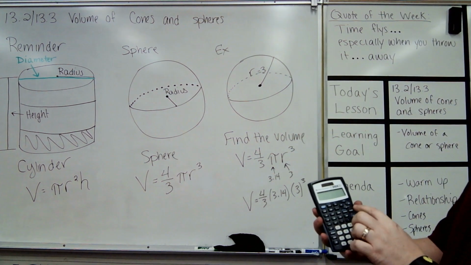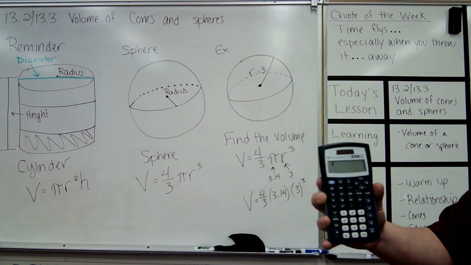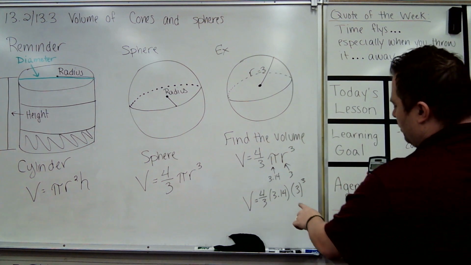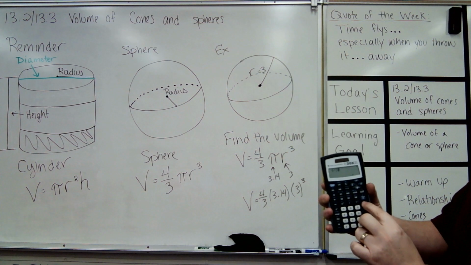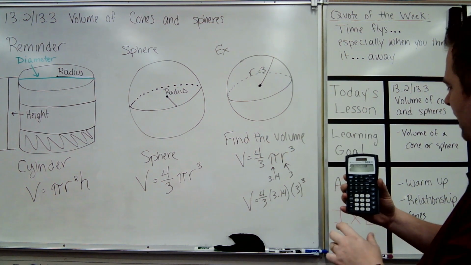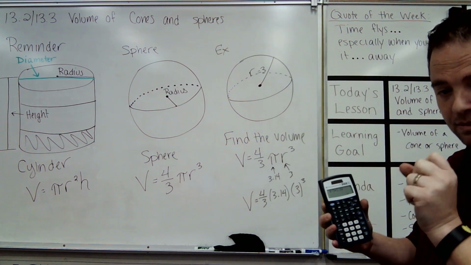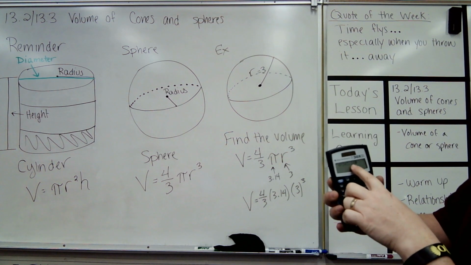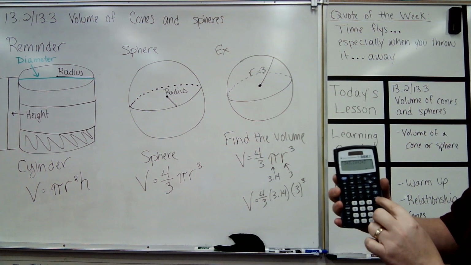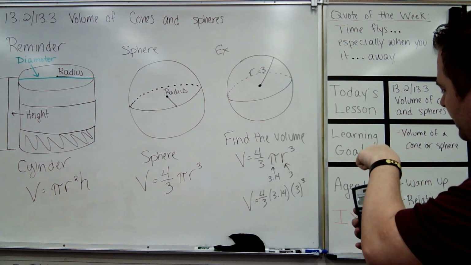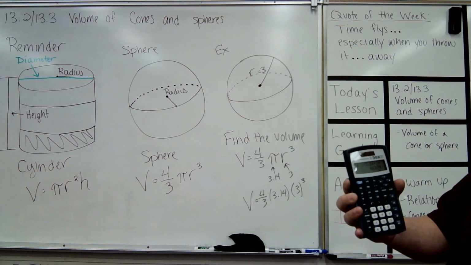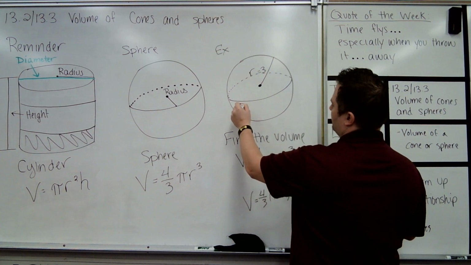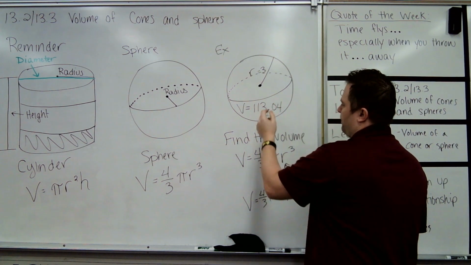Okay, so we have a calculator, and just like we did before, we're going to put a fraction into a calculator by pressing 4 divided by 3. Then we're going to multiply by 3.14. And then times that by 3 to the third. Now, 3 to the third is multiplying by 3 times 3 times 3, right? There's 3 threes. So 4/3 times 3.14 times 3 once, times 3 a second time, and times 3 a third time equals 113.04. So the volume of this sphere is 113.04.